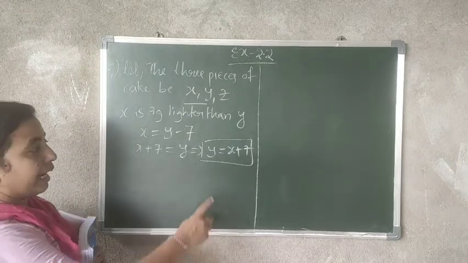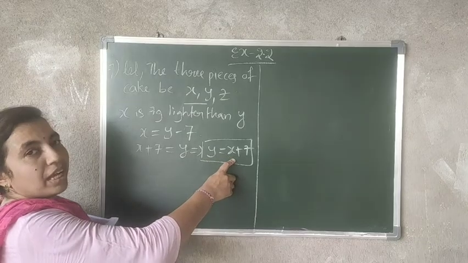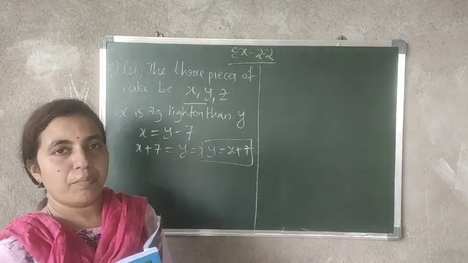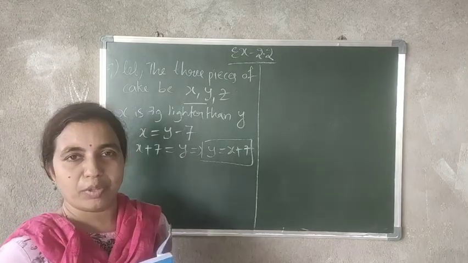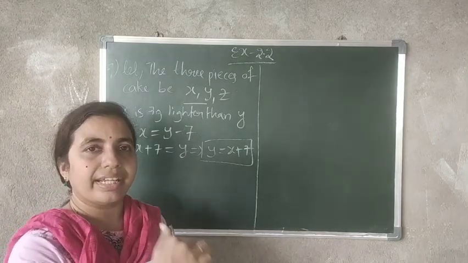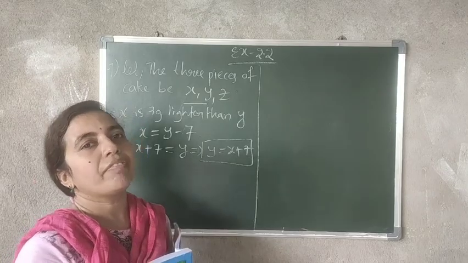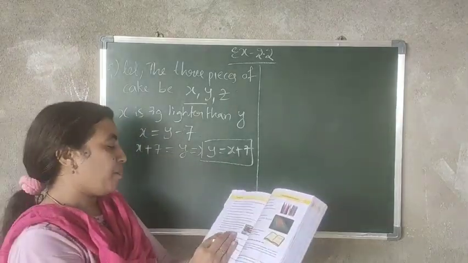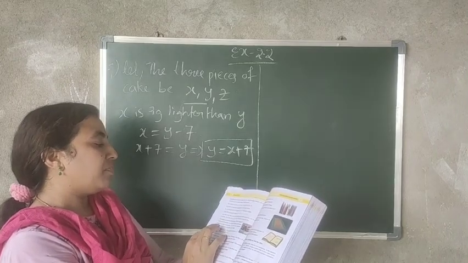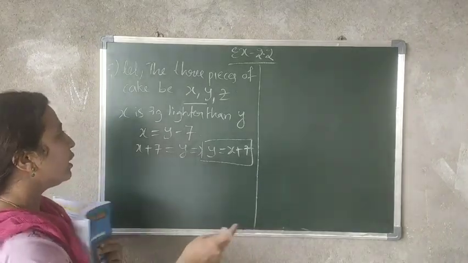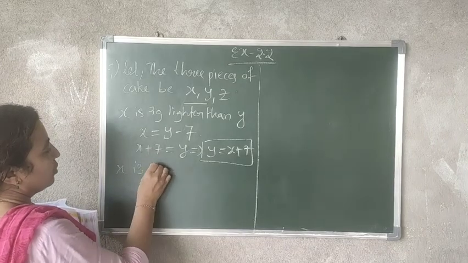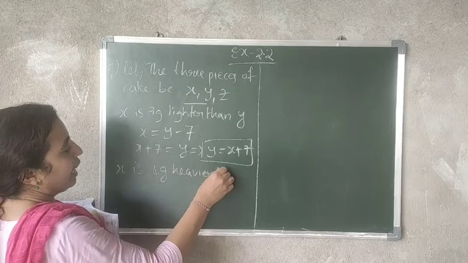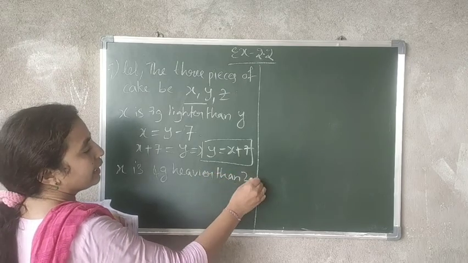First piece is x. And the second piece we have written in terms of x, because we are solving linear equations in 1 variable only. You know how to solve using 1 variable only. So I am writing the second piece in terms of x. So what you got here? x plus 7. Then they have given the first piece is 4 grams heavier than the third piece. x is 4 grams heavier than the third piece, which is nothing but z.